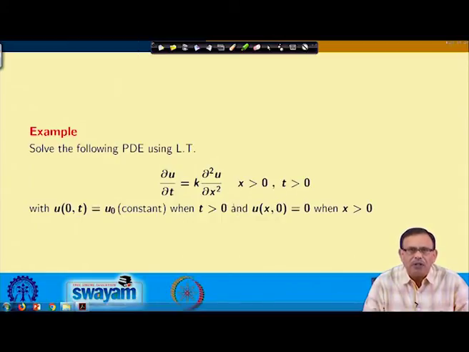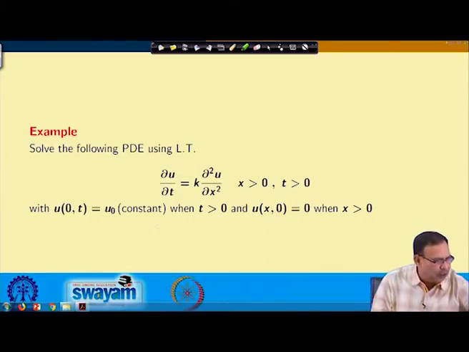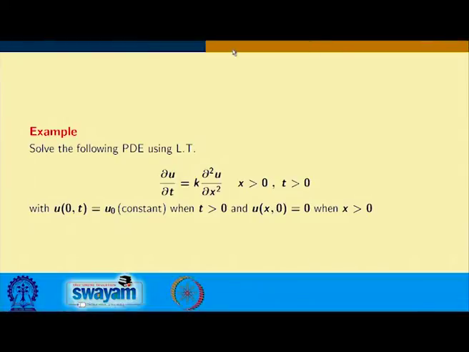So, this is nothing but a heat equation. Please note that this problem is similar to the earlier problem. The only thing we change here is the condition. In the earlier problem, u(0, t) equals f(t), and for this problem we have considered u(0, t) equals u0, that is a constant value. So, del u by del t equals k into del 2 u by del x square.